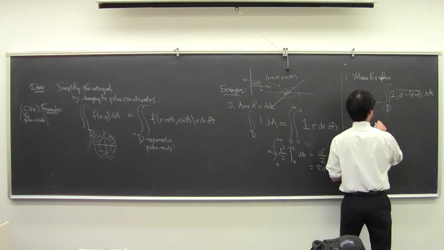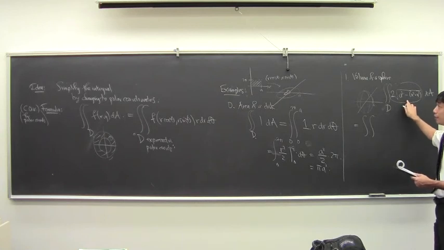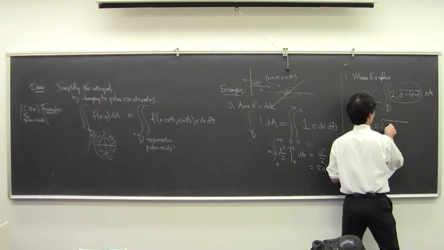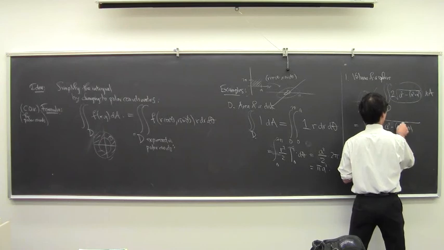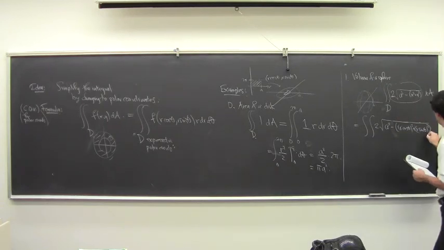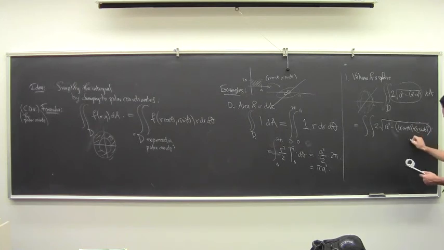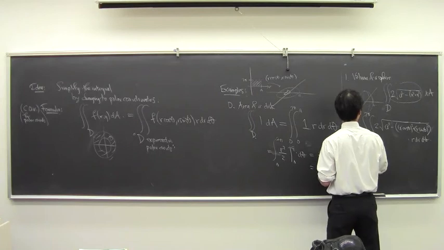So we're going to integrate the function evaluated at r cosine theta, r sine theta. The function evaluated when x is r cosine theta and y is r sine theta, times r dr d theta. And we're going to integrate that over 0 to pi, 0 to a.